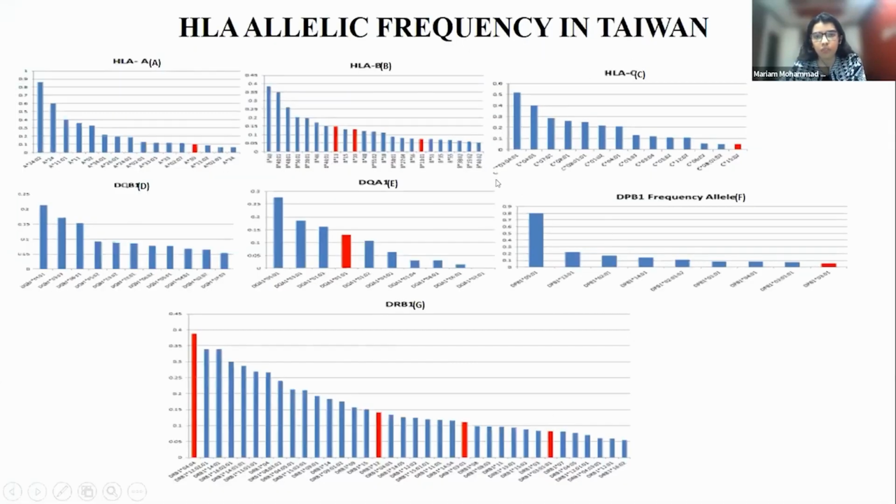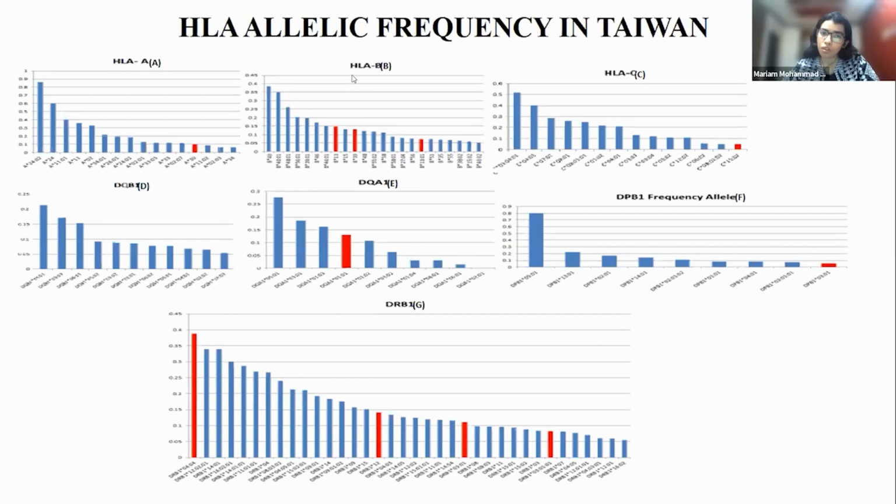So these are the allelic frequencies, particularly in Taiwan. I hope it's visible. It's blurry, but I think I can explain this a bit better. These are the alleles, A*2402. This allele was the most frequently found allele in the healthy population. But according to the databases of WHO and the allele frequency database, this particular allele, A*30 highlighted in red, was found to be linked with the severity of COVID-19.